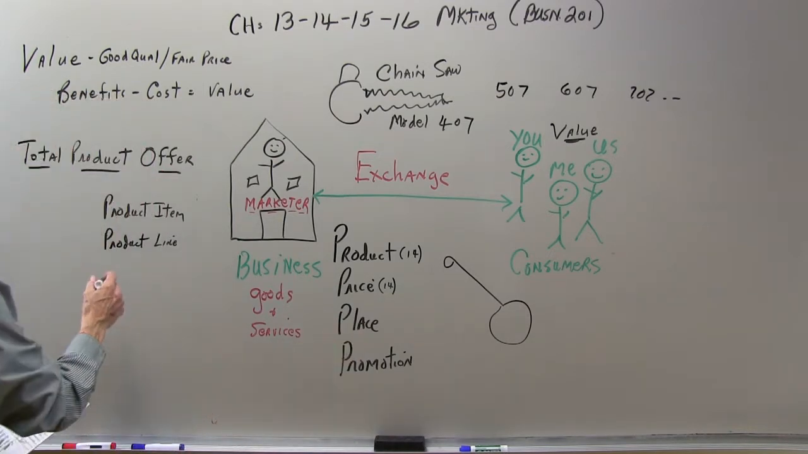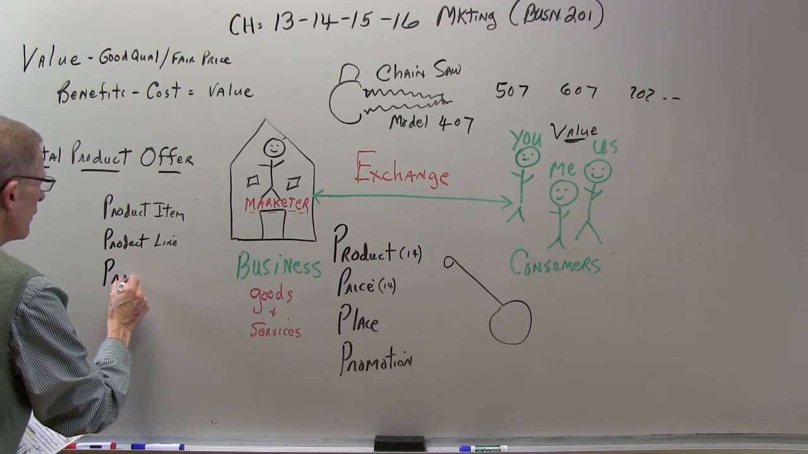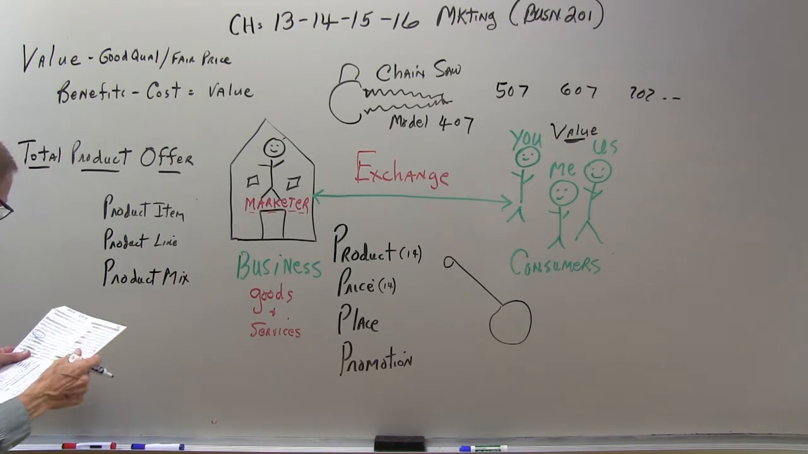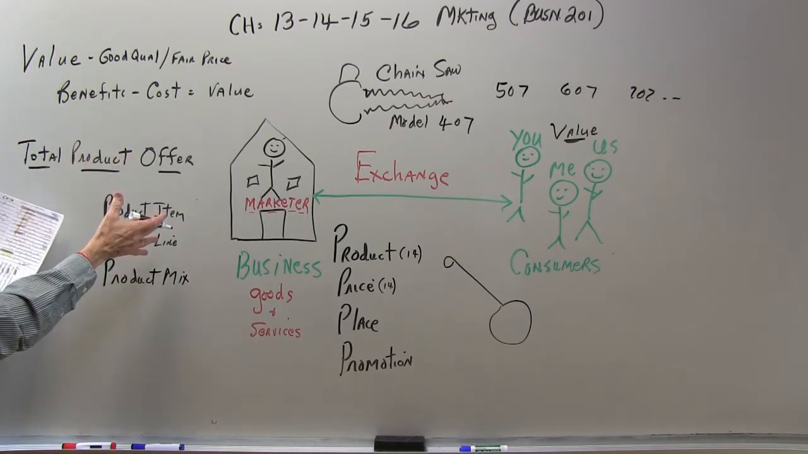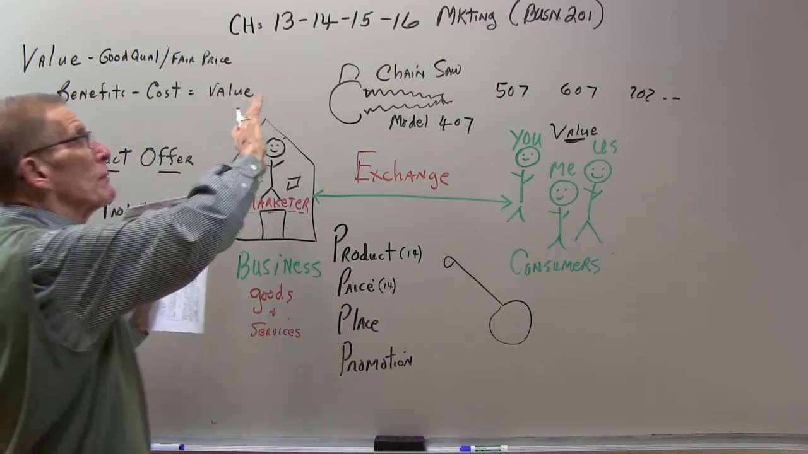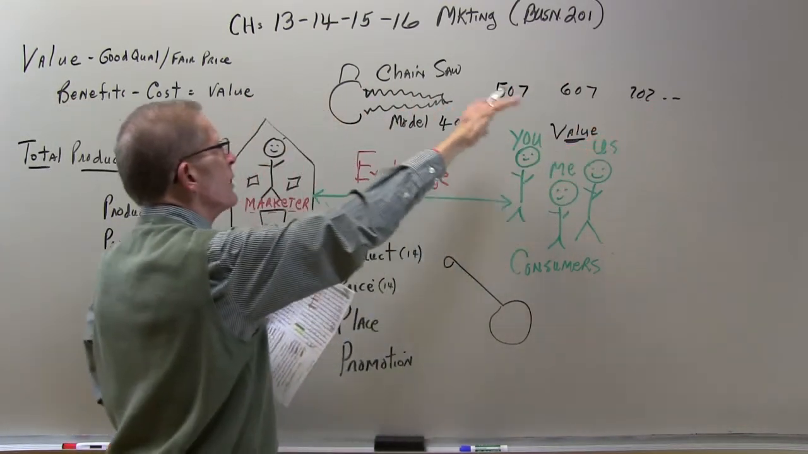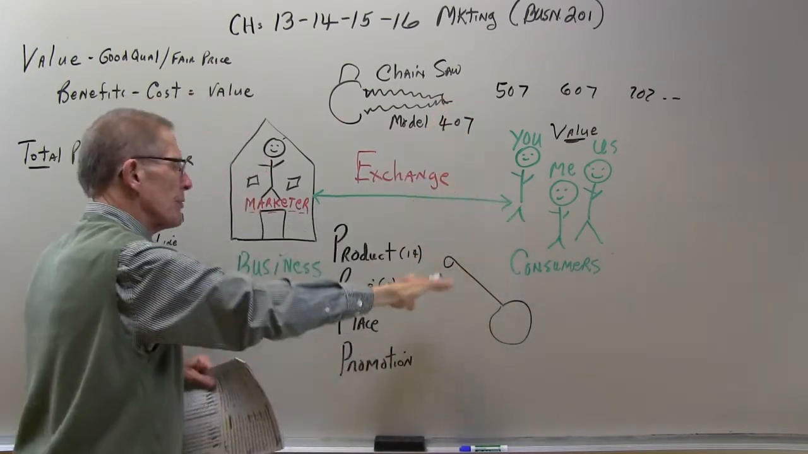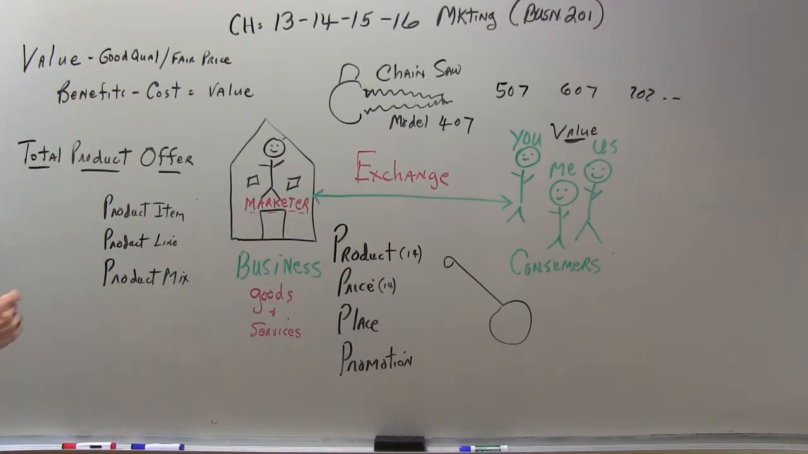Okay, so that would be a part of the product mix. If you look at your handout, the combination of product lines. So you have a product item. If you have a number of different items, a number of different models, that's a product line. In addition to chainsaws, if you have weed eaters and blowers and whatever else, that would make up their product mix.